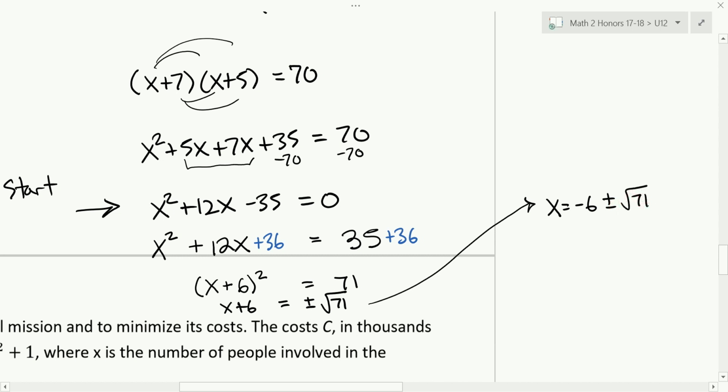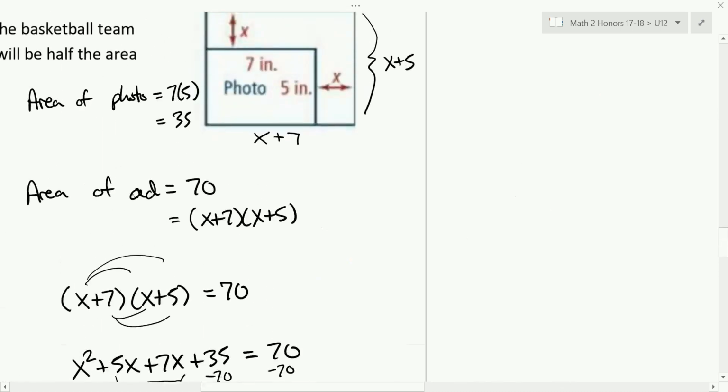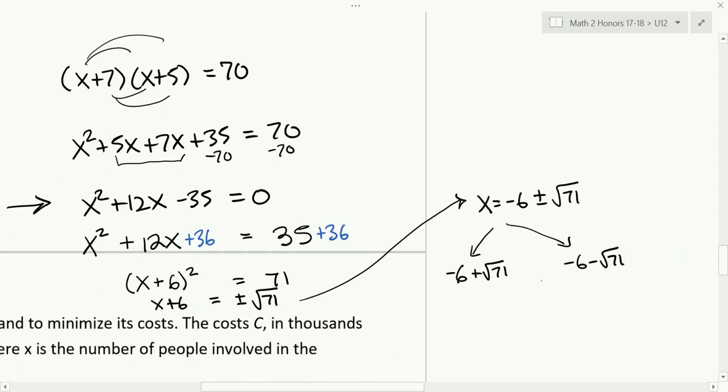Okay, so now we got two values for x, and it's important to know that we have two values. One is negative 6 plus the square root of 71, and the other one is negative 6 minus the square root of 71. And here's where you want to think about what does x represent? What's our context here? And x represents the distance between our photo and the edge of the paper, or the edge of the ad, right? So I got to throw this one out, because a negative plus a negative is negative, and you know a distance is not going to be negative. And then we need to think about this. Is negative 6 plus the square root of 71 positive or negative?